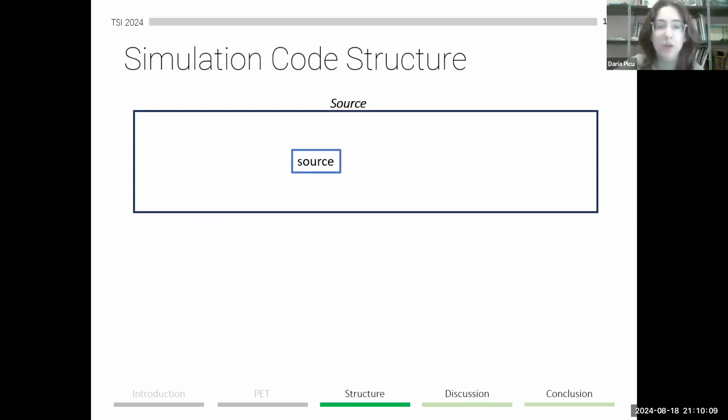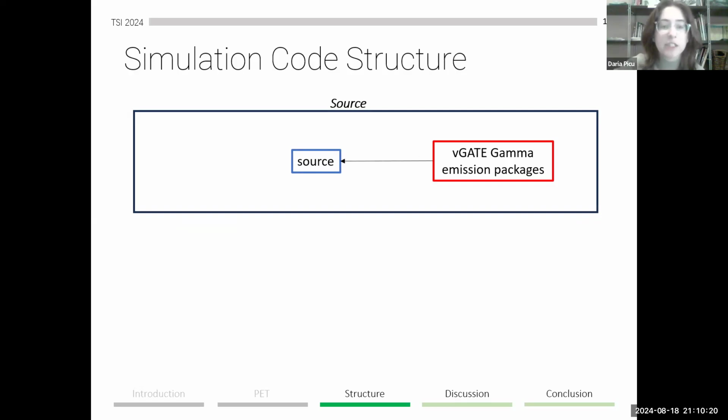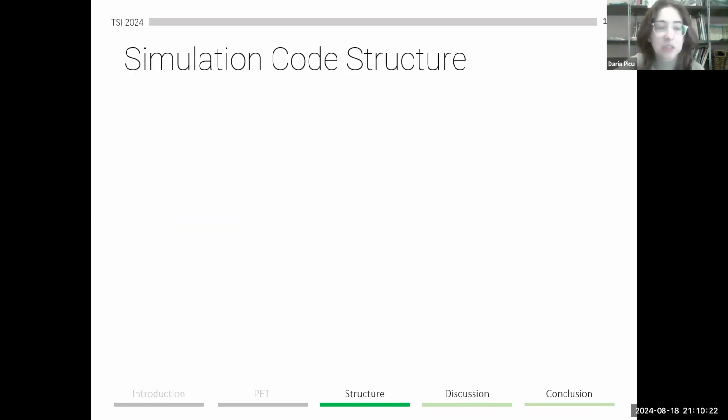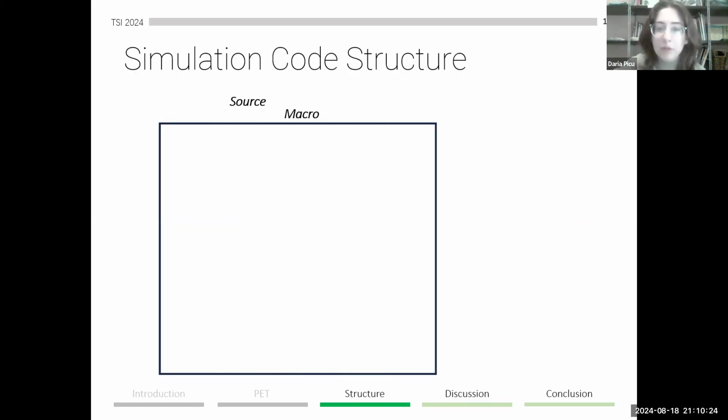The simulation code that we use is organized into 3 folders: source, mac, and outputs. The source file is going to contain all of the information and is going to import all of the VGate gamma emission packages and define how they are used within our simulation. The macro folder is going to contain a lot more.